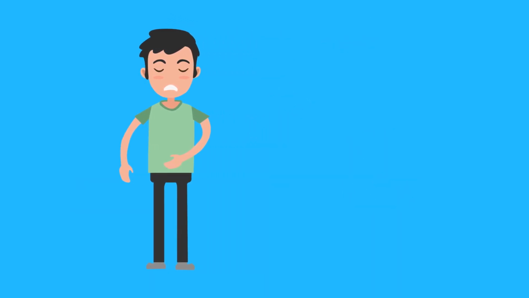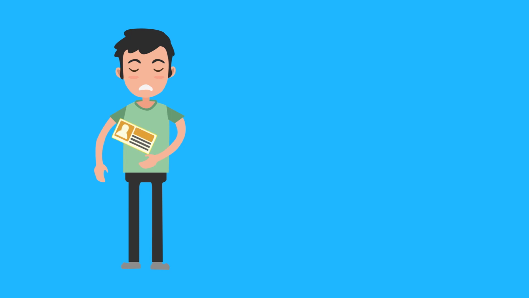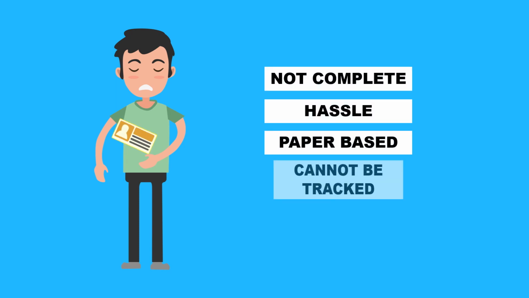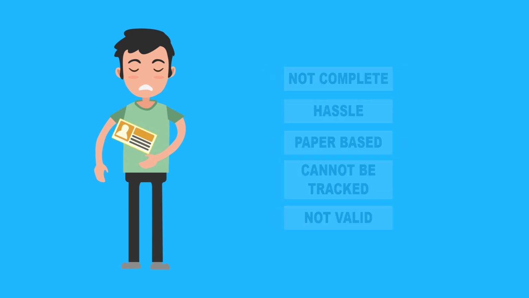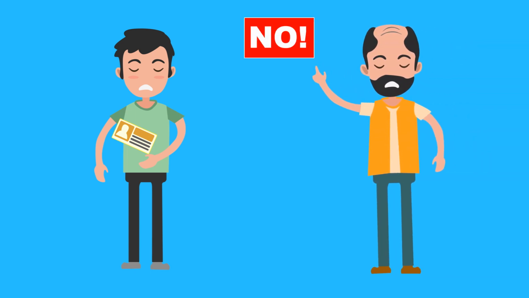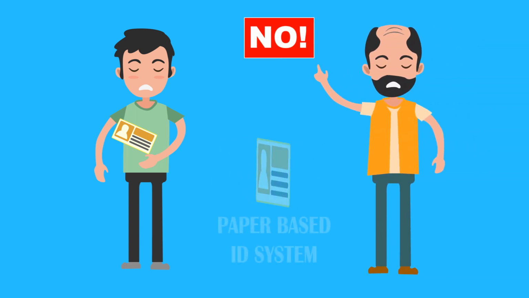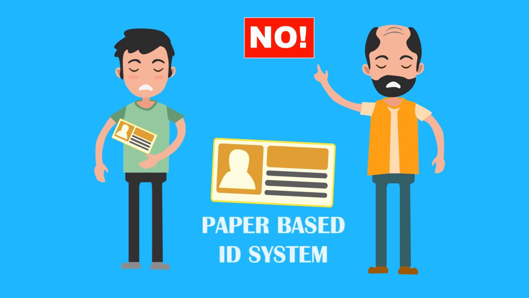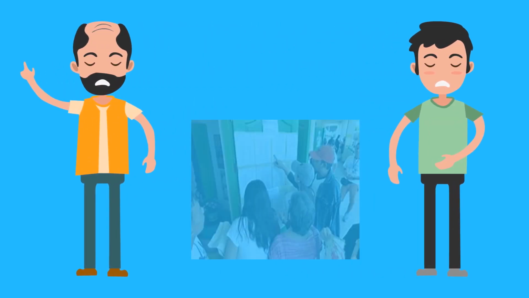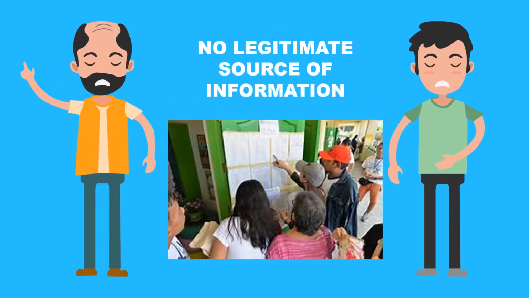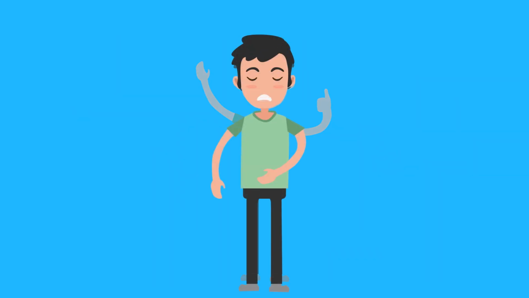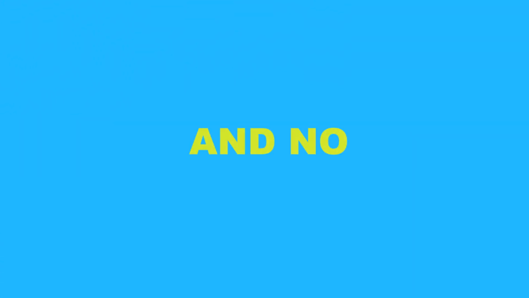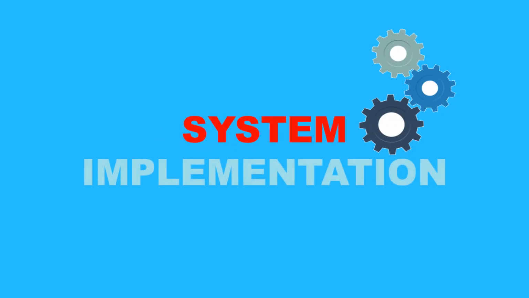Also, you might have experienced that your traditional IDs were commonly not valid, especially for our indigent residents, making you not that recognizable in every way, because those traditional IDs were paper-based and not secured. And all of these happen because you have no legitimate source of information at all. So, did I get it all right? Yeah, right. All of it occurs because you lack a connection to your local BRGY and have no advanced system implementation.